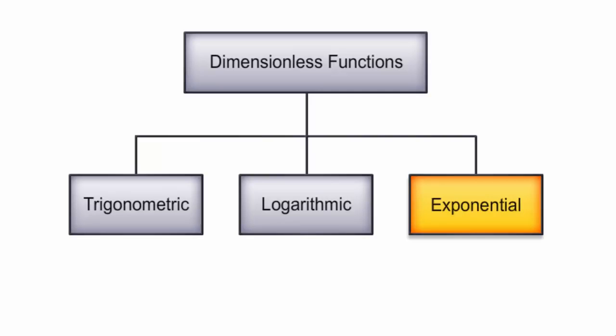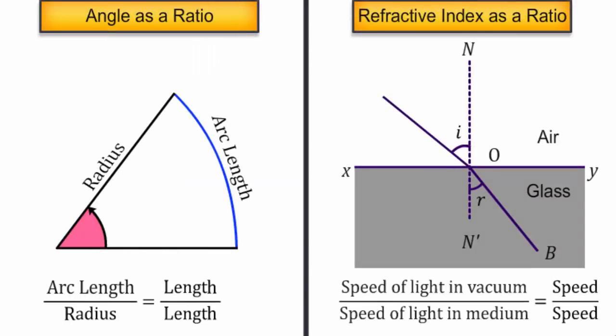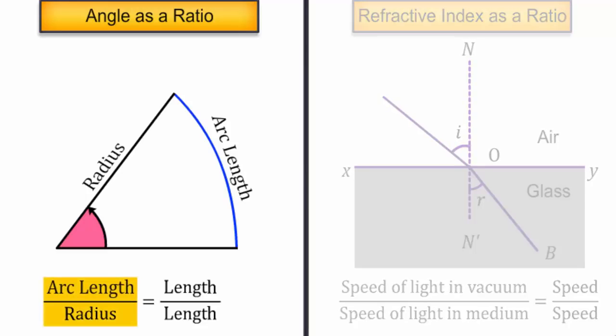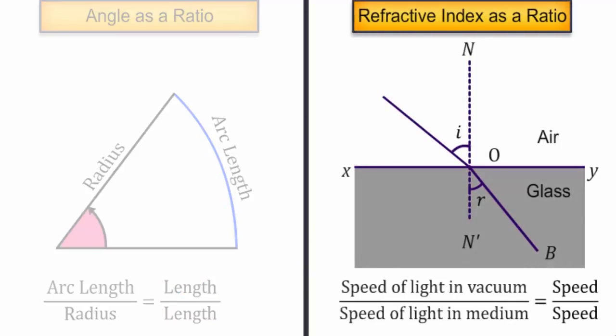The ratio of similar quantities results in a pure number, which is again dimensionless. For example, angle is the ratio of arc length to radius, which is length divided by length. Absolute refractive index of a medium is the ratio of the speed of light in a vacuum to that in a given medium, which is the ratio of speed to speed.